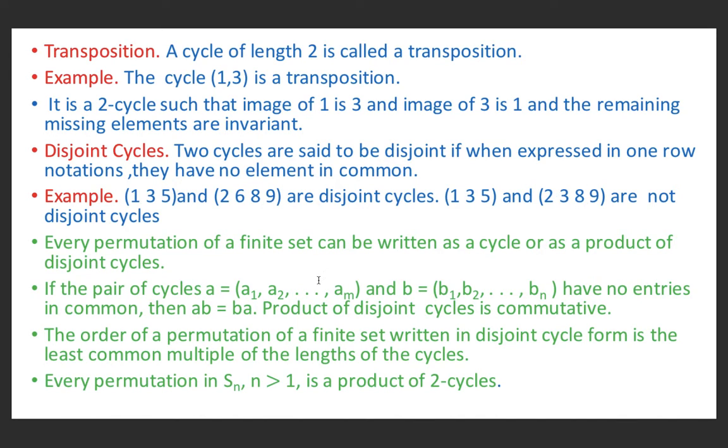Hence, every permutation of a finite set can be written as a cycle or as a product of disjoint cycles. If the pair of cycles A = (A1, A2, ..., Am) and B = (B1, B2, ..., Bn) have no entries in common, meaning they are disjoint cycles, then AB = BA. Or we may say that the product of disjoint cycles is commutative. The order of a permutation of a finite set written in disjoint cycle form is the least common multiple of the lengths of the cycles. Every permutation in Sn for which n is greater than 1 is a product of two cycles.